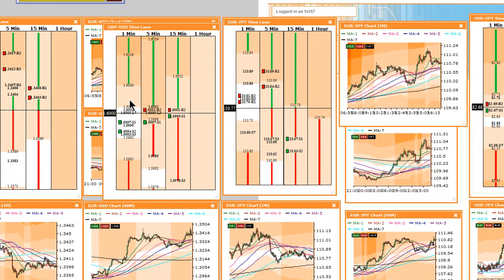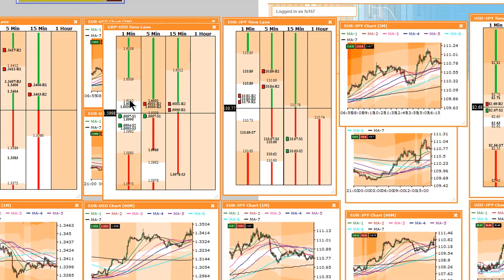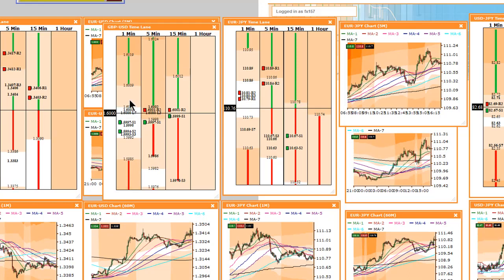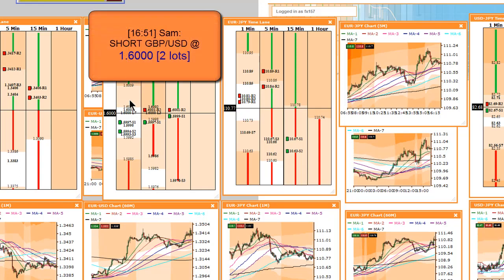All right, I think I'm gonna get short again on cable here. All right, so I'm in at cable. Right as I got in, the price jumped in our favor by 2 pips, but there it is again. You can still get in at 160 here. So I'm short at 160.